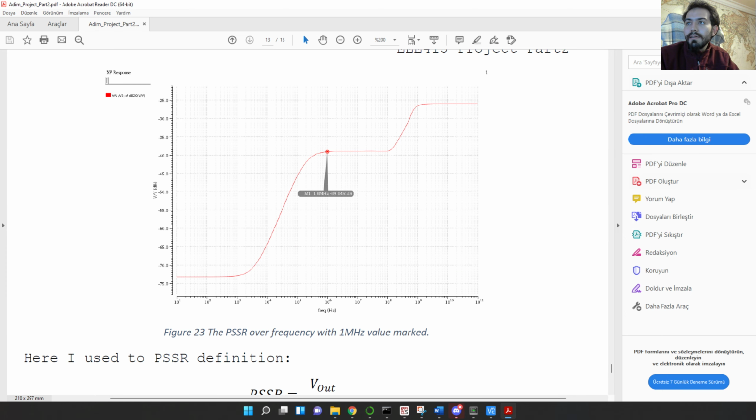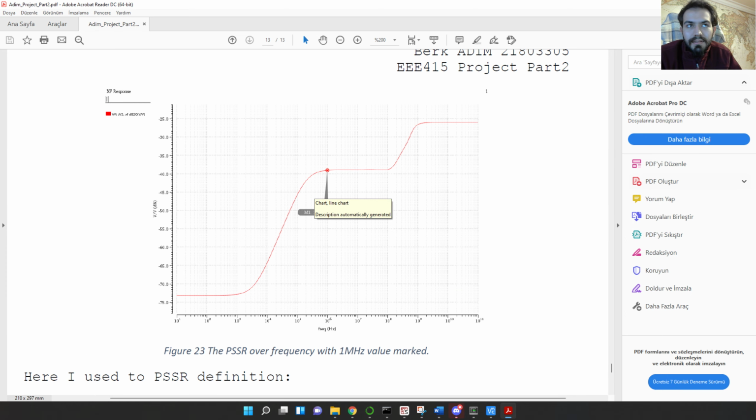Another aspect that we ran Monte Carlo analysis on was the PSRR. You can see the non-inverted version of the PSRR. So supply's effect on the output. The small signal changes in the supply's effect on the output. Let me put it clearly that way.